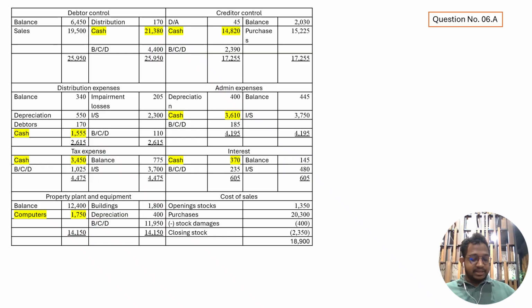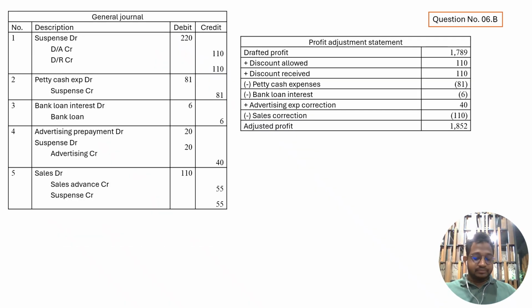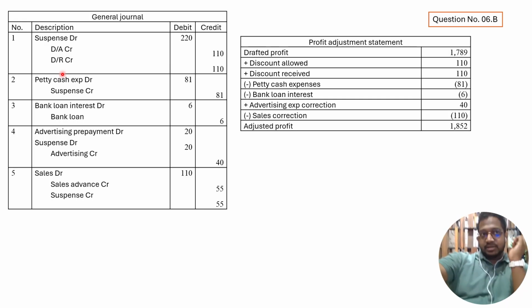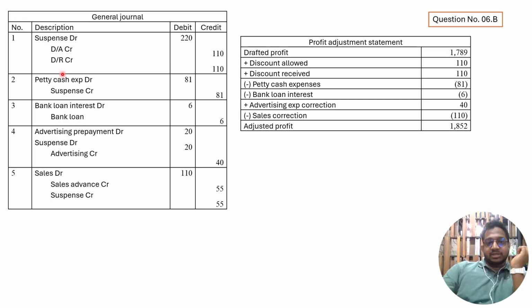And 6B, they gave the journal entries and then they are asking for the adjusted profit. So for the entries, I didn't mention the narrations here, but you should mention them. The first thing is the total of the discount column in the cash payment journal. The discount received, they debited to discount allowed. So to correct that, discount allowed should be credited and discount received you should credit. So altogether the total you should debit to the suspense account.